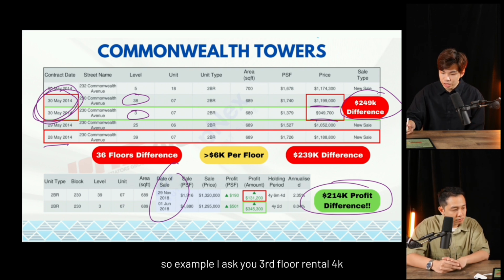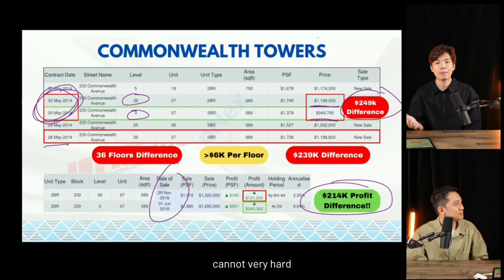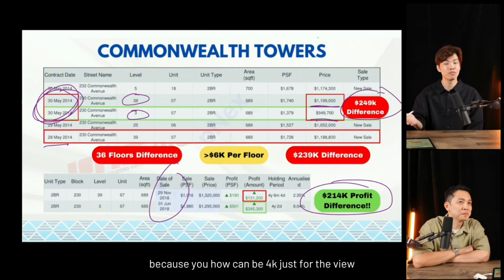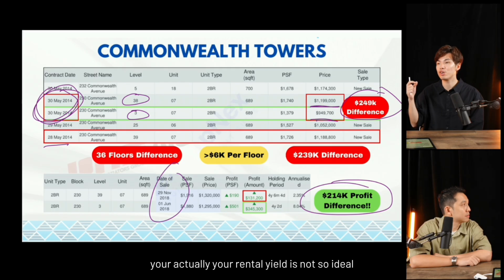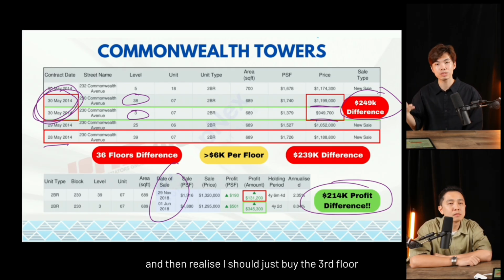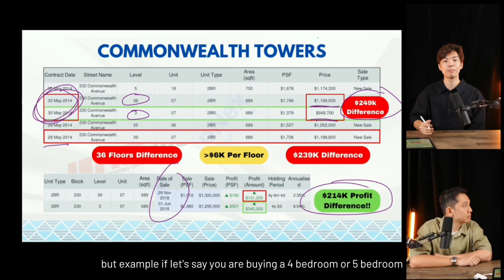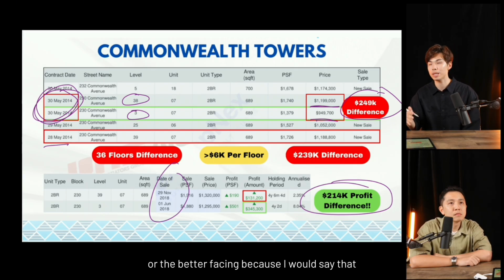So for example, I ask you, 3rd floor rental 4k. Can the 39th floor rent out at 8k? 4k more because of the higher floor? Not very likely, because how can it be 4k just for the view? So when you look at the rental yield, the more you pay, your rental yield is not so ideal. So investors might look at that and realize, I should just buy the third floor. But if, let's say, you buy a 4-bedroom or 5-bedroom, then maybe a different story. You should actually go for the higher floor or the better facing.